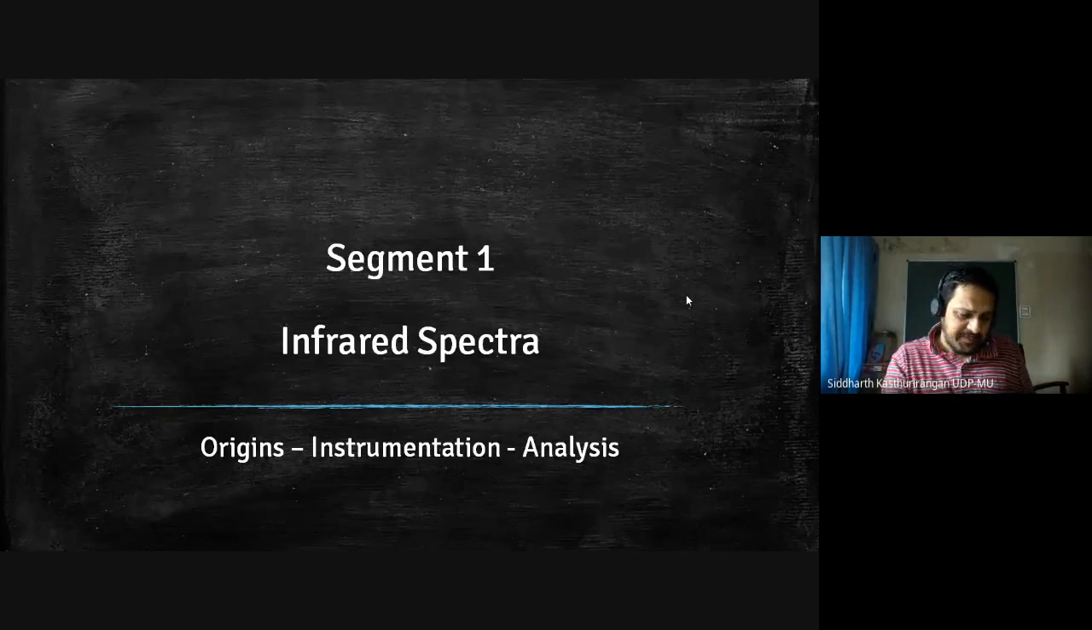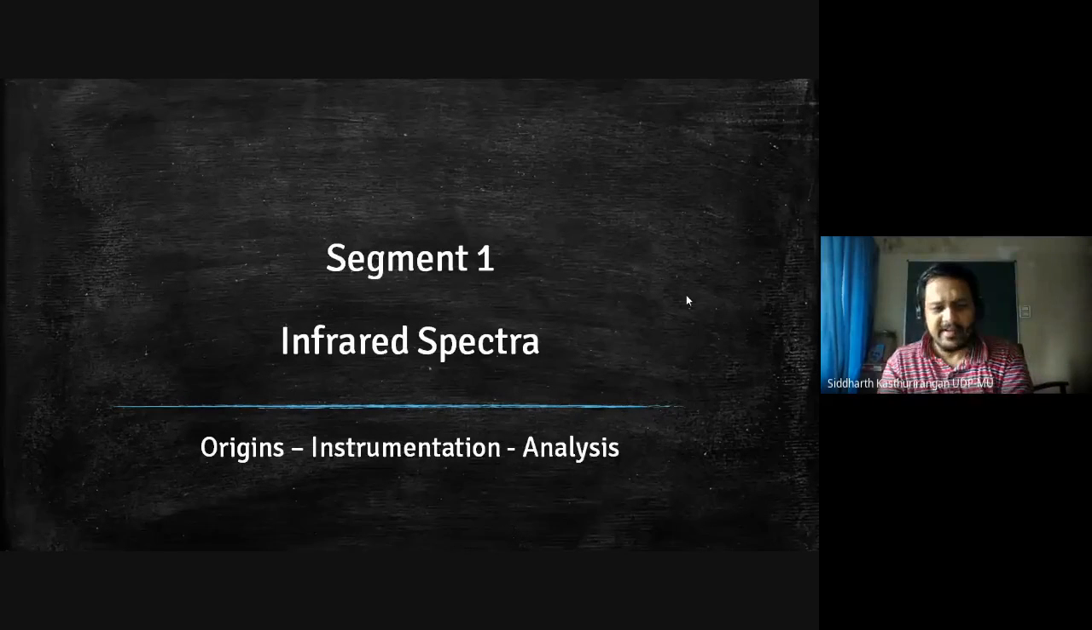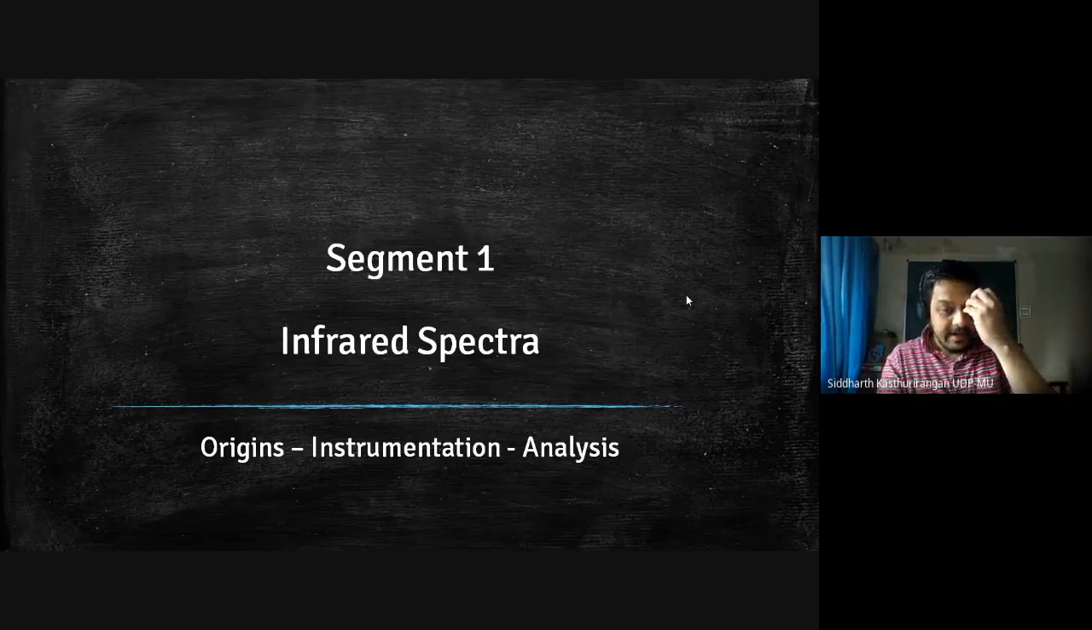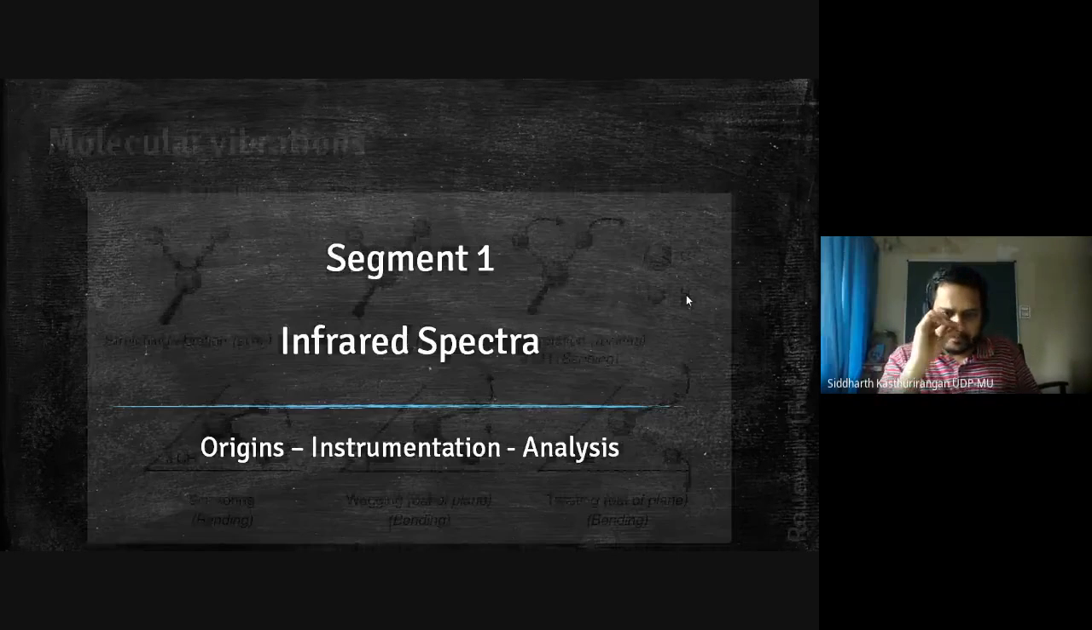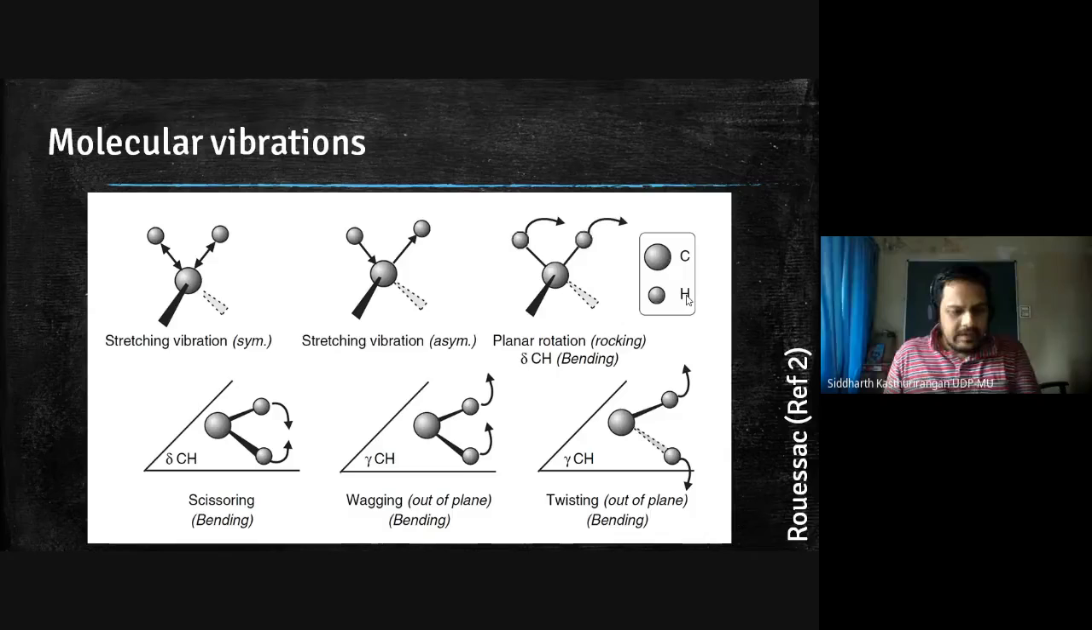The first segment is on infrared spectra: how does it originate, what are the types of instruments which are used, and how do you do the analysis. This is basically what we are going to talk about. So as we already discussed, the infrared region is dominated by vibrational modes of the molecule. Okay. And here there is a picture which shows various types of vibrational mode.